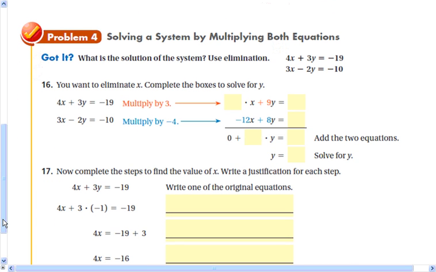So go ahead, you try solving a system by multiplying. You can go ahead and do it. I'll work our way through this one. So we're going to multiply by 3. So we get 3 times x plus 9 times y equals negative 57. Multiply the bottom one by negative 4. We get negative 12x plus 8y equals 40. Now we can add the two equations together.